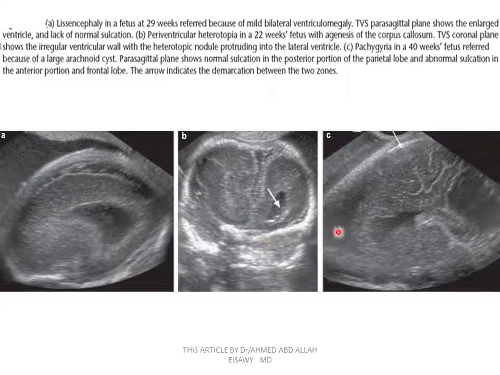Heterotopia, we see in these images. The parasagittal plane shows normal sulcation of the posterior portion of the parietal lobe and abnormal sulcation in the anterior portion. This is the anterior portion, frontal lobe, with agyria; the posterior portion, parietal lobe, has normal presentation. We line the demarcation between these two zones. These are different images of lissencephaly.